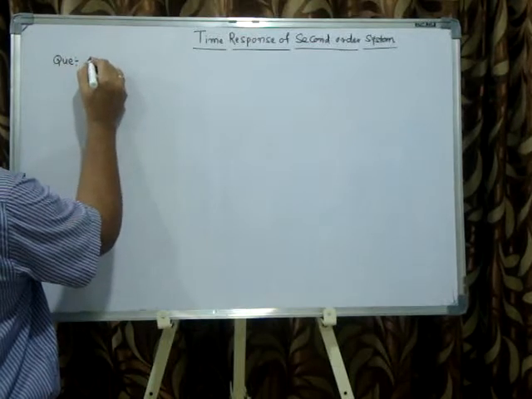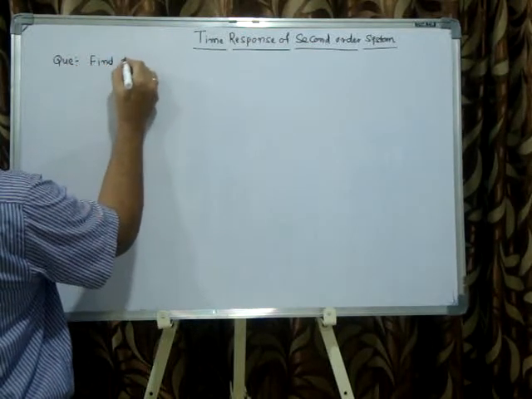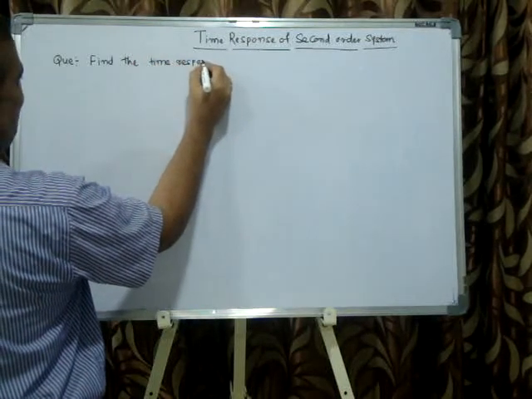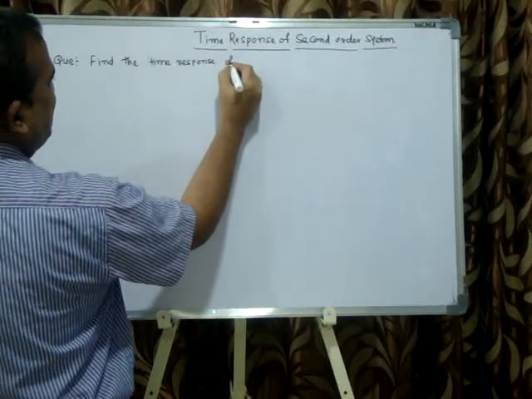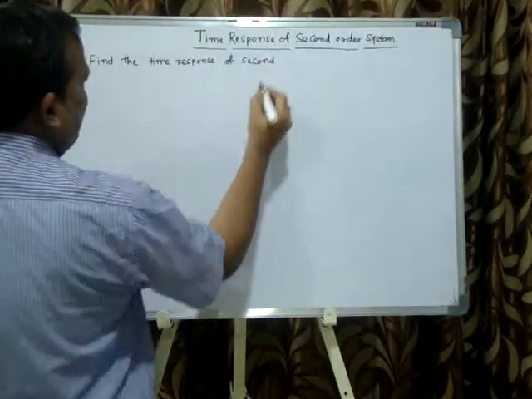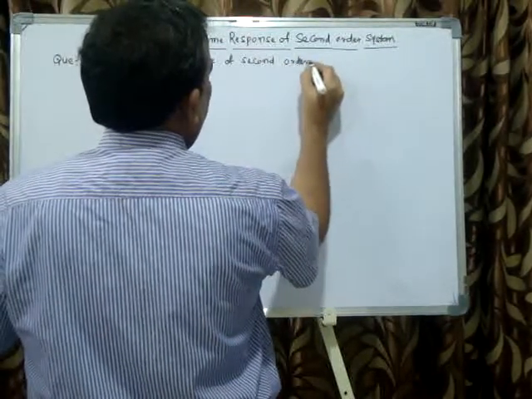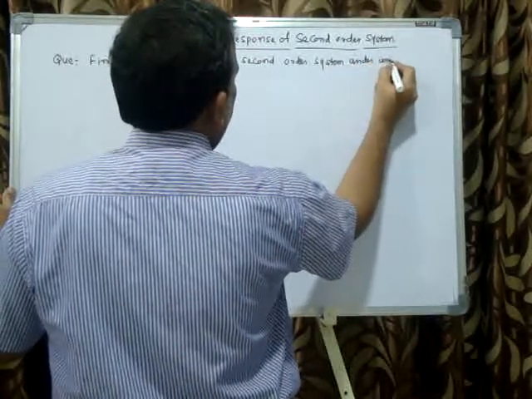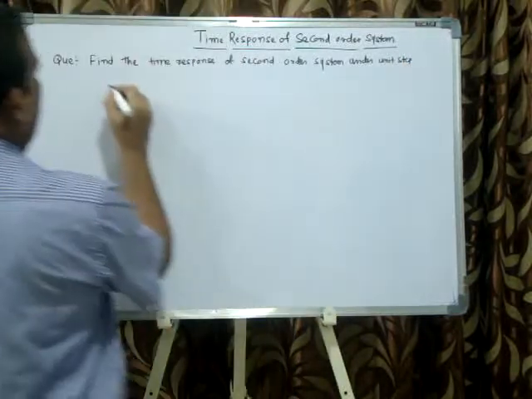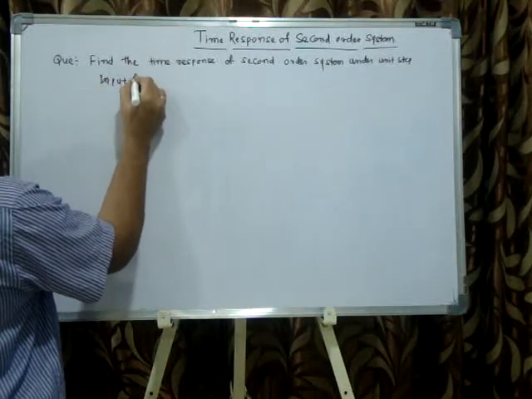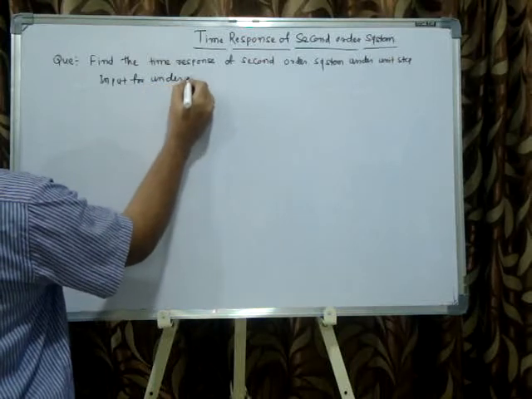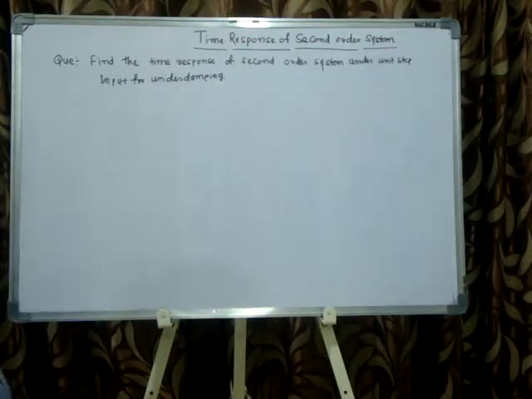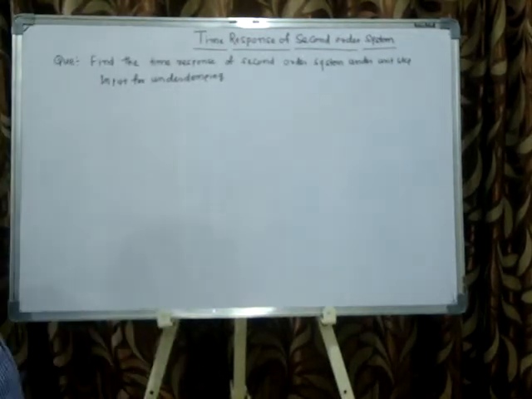Find the time response of second order system under unit step input for underdamping. It's a very special, important case, because 90% of the systems are underdamping. Okay, so solution.